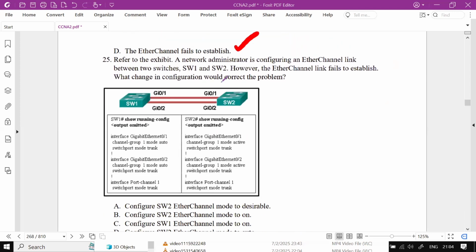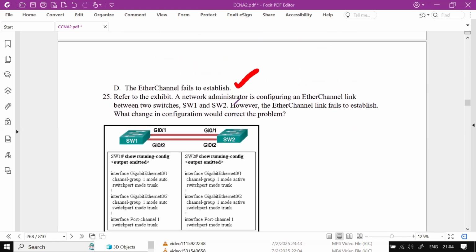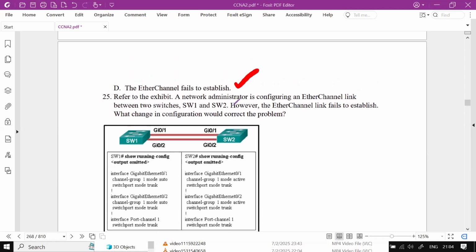Question 25. Refer to the exhibit. A network admin is configuring an Ethernet link between two switches, 1 and 2. However, the EtherChannel link fails to establish. What change in the configuration would correct the problem? Right. What can we change? Same question, I think. What can we change?